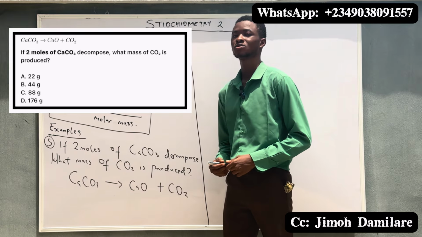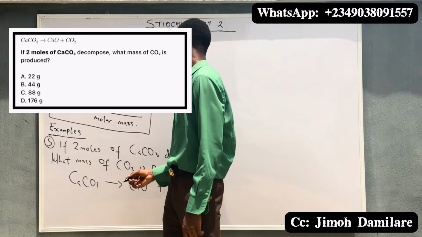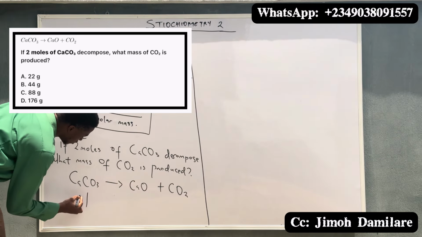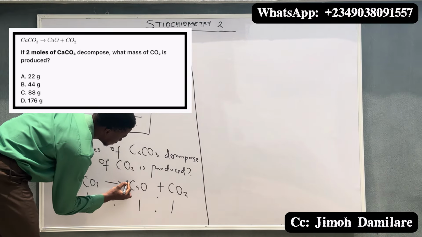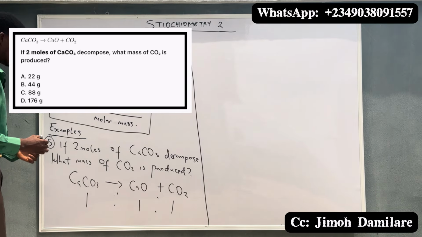So the next thing is to write what? The mole ratio. The mole ratio in this case is 1, because the coefficient here is 1, ratio 1, ratio 1. So you can see we have 1, 1. So this is the mole ratio.